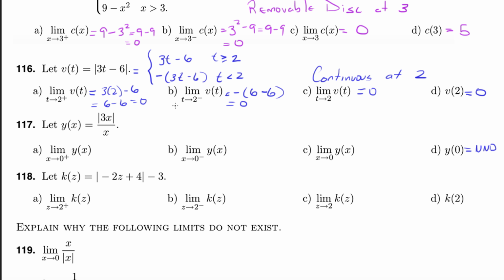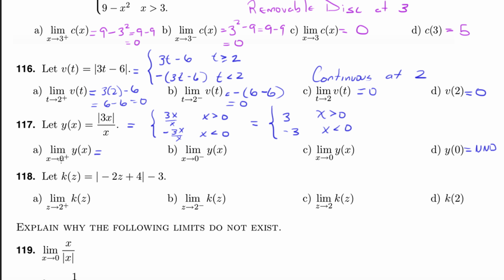Now let's try to find the limit. Well, same deal with the absolute value. Okay? You're going to write positive 3x over x for x greater, in this case, than 0, and negative 3x over x for x less than 0. Now notice that that can be simplified. x over x is just 1, so 3 for x greater than 0, and negative 3 for x less than 0. So notice that that covers up the limit really quickly.